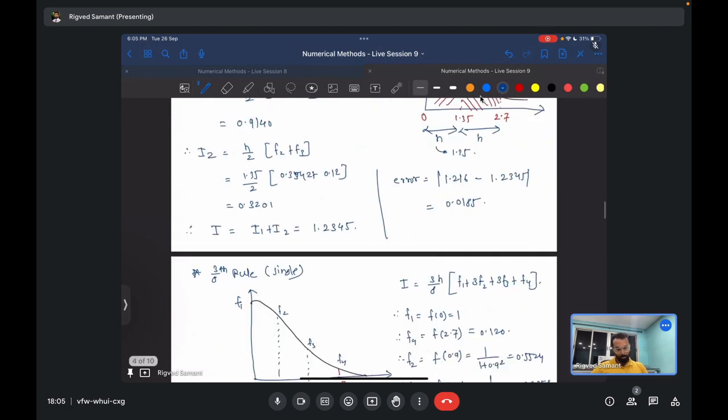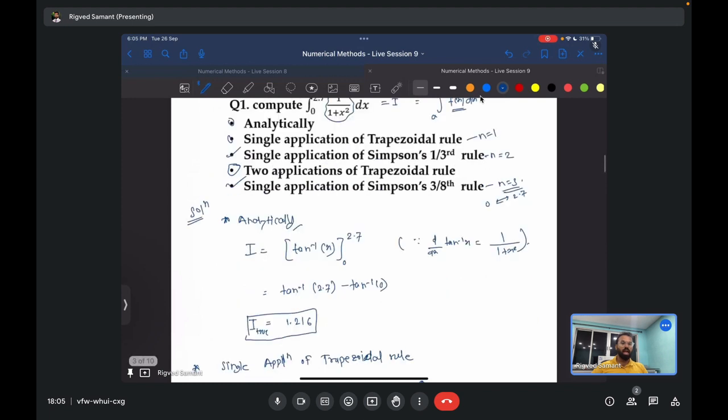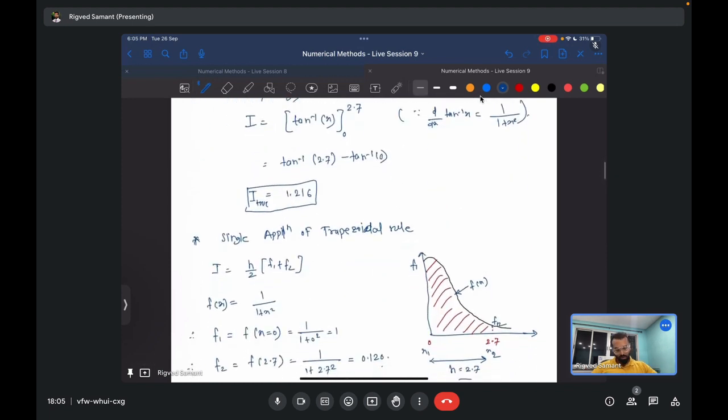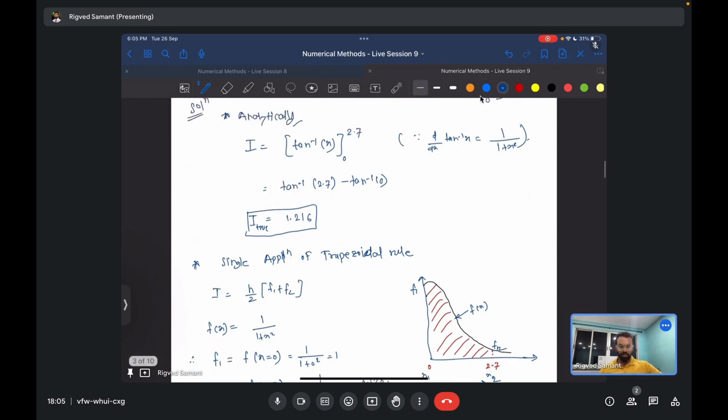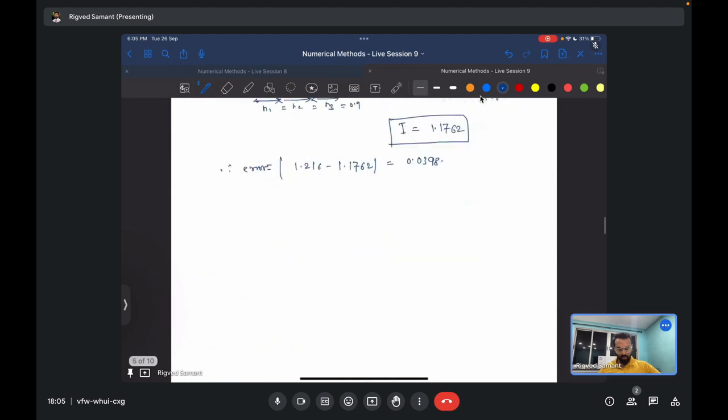This is not the universal case, it happened because of this problem, but the general takeaway is that in Simpson's 1/3 rule and the 3/8 rule, even if you are considering more intervals, you will get the answer in one go. The trapezoidal rule can only be applied to a single interval. So if you are considering more intervals, you have to apply it more times and then add them up. So this is the first question. We'll go into the second question.